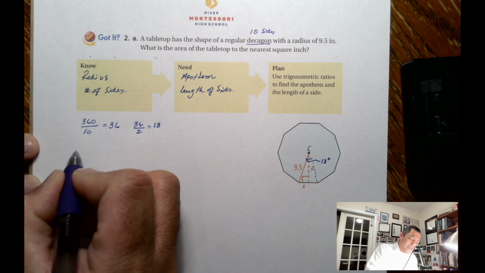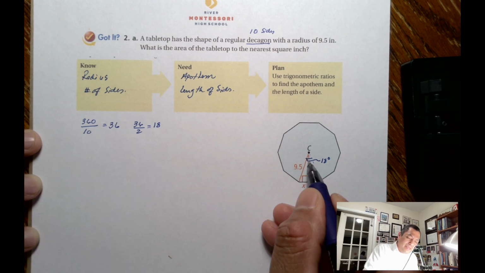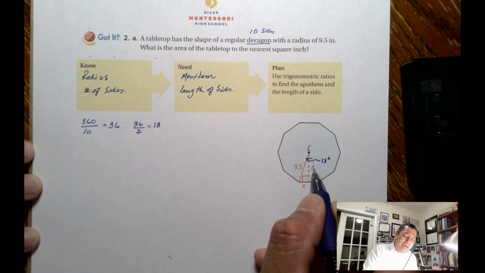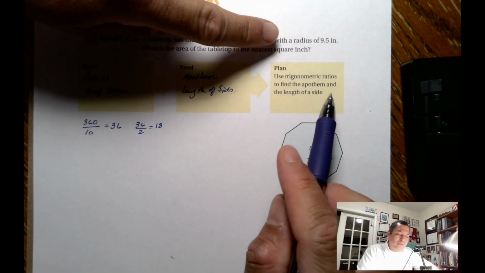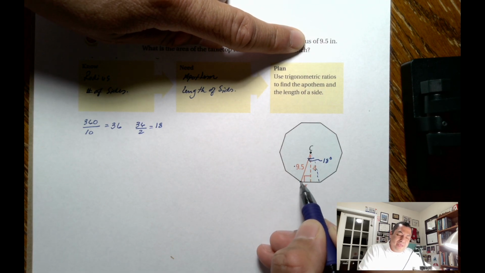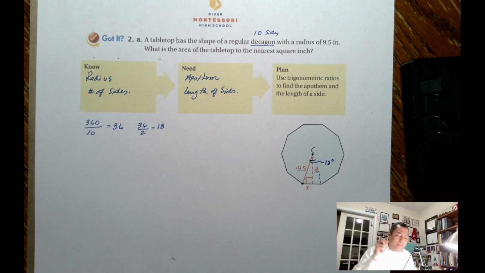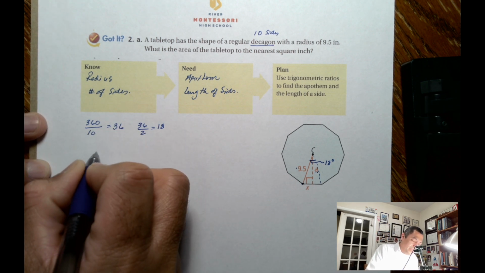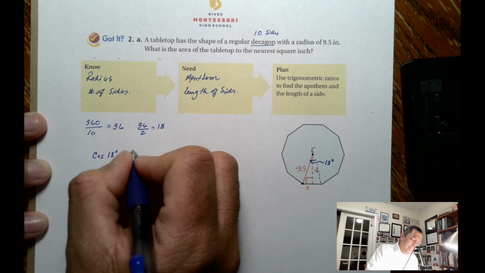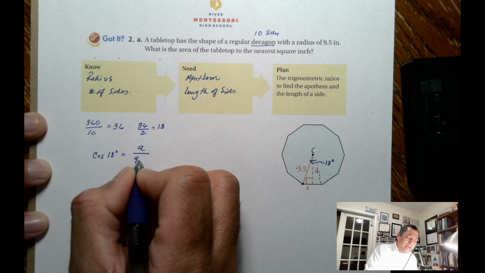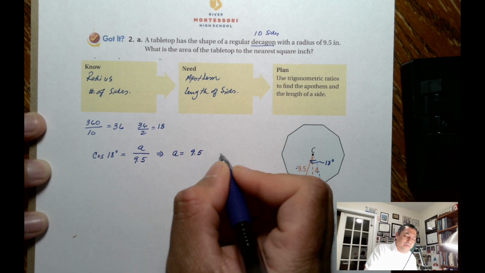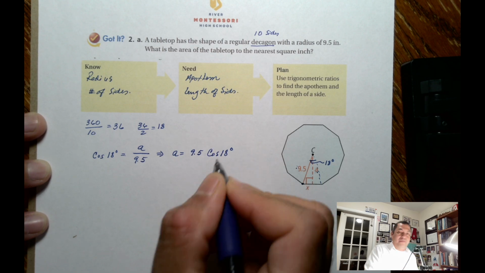of x. So I'm going to have that cosine of 18 is equal to apothem over the hypotenuse, because the hypotenuse is the radius, because it goes from the center to one of the vertices of the polygon. So in this case, cosine of 18 degrees is equal to adjacent, that's the apothem, over the hypotenuse, which is 9.5. That means that A is equal to 9.5 cosine of 18 degrees.